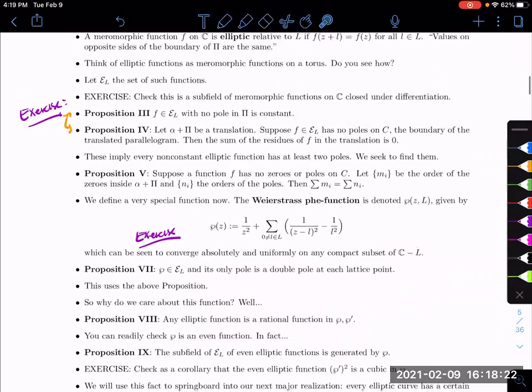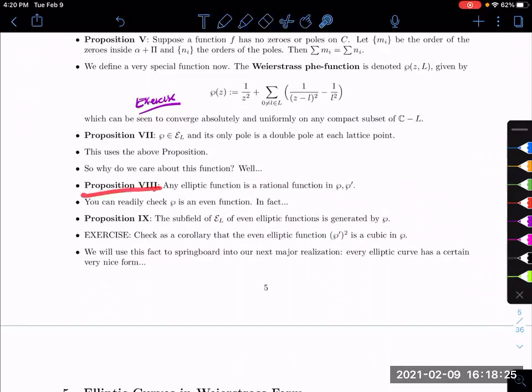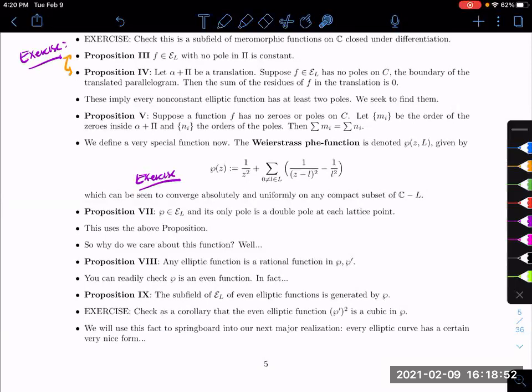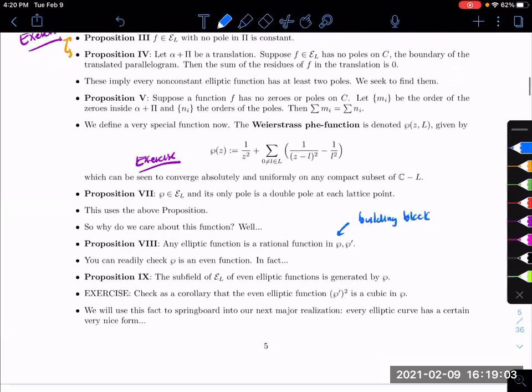And why do we care about this function? Well, here's the key point. We know that the field of elliptic functions is closed under differentiation. We know the Weierstrass phi function is elliptic, so that means its derivative is also elliptic. It turns out any elliptic function is a rational function in phi and phi prime. You can show this using a combination of the above propositions. So in some sense, phi is the building block for the field of elliptic functions, well, really phi and phi prime, but phi prime comes from phi.